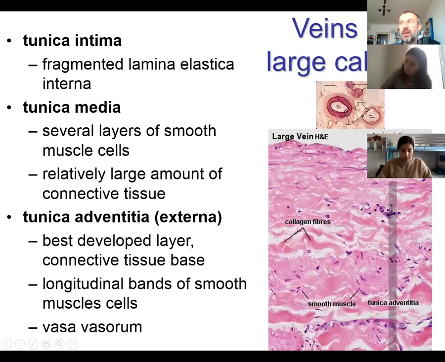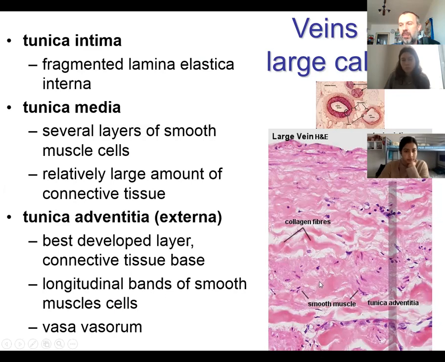And when we look at the large caliber veins, again, what we can see that adventitia is the largest layer, and as for the smooth muscle cells, they are arranged in spirals. These spirals are more longitudinal than circular. The angle is between 10 and 25 degrees, which is not so much important, but they are not, as you can read, really precisely longitudinal.